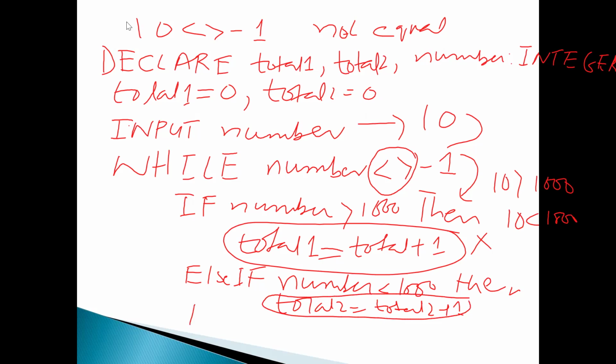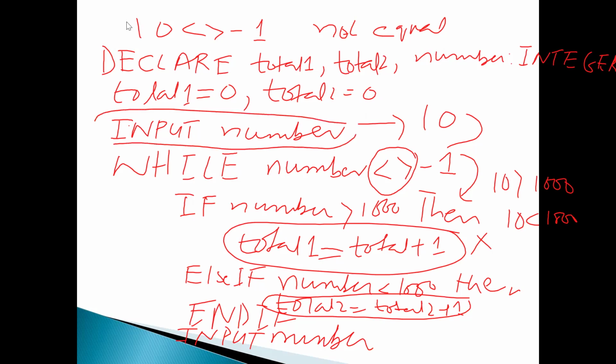And after that, I will write another command, input number. I have to give the input command again inside the loop because I have to exit from the loop. Otherwise, I could not exit. This input will be used once for entering the program. But for giving more input or to exit from the loop, I have to use this input command. Got the idea?